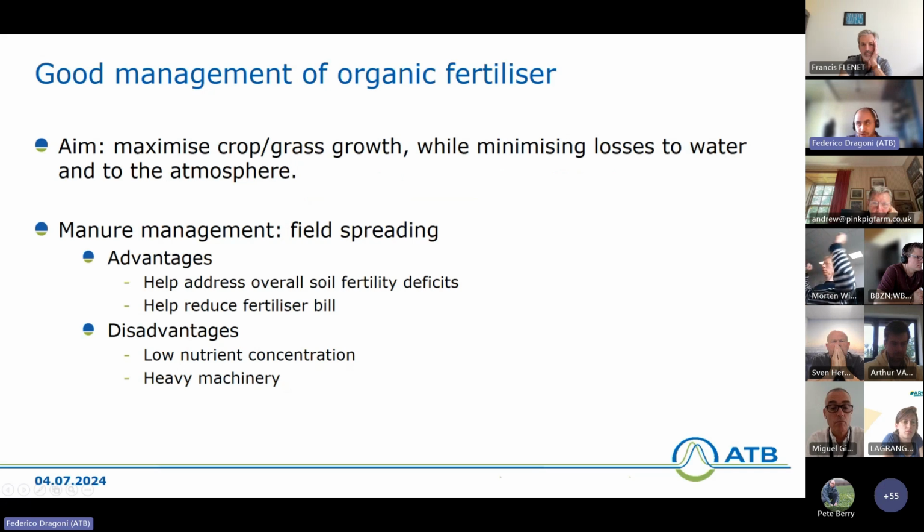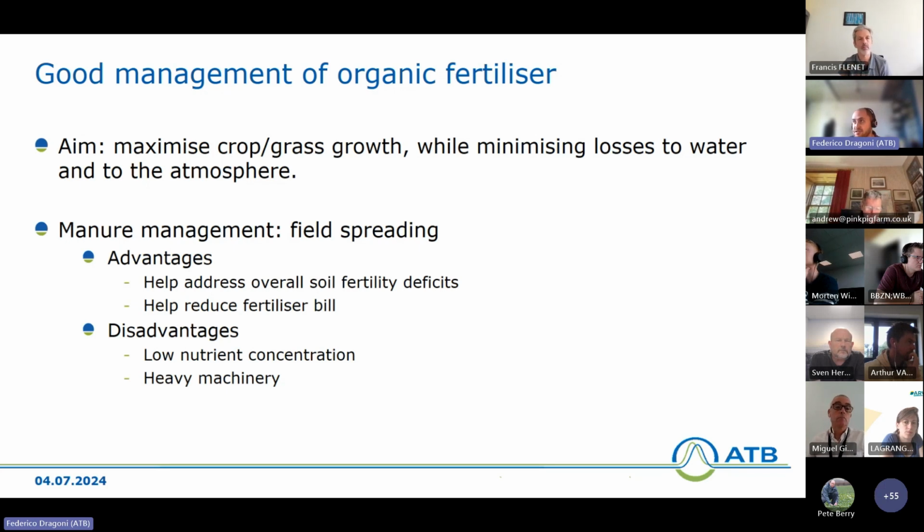So when we talk about the good management of organic fertilizers, in this respect, organic fertilizers are not much different from other fertilizers. The aim is always to maximize the crop or grass growth while minimizing losses to water and to the atmosphere. Maybe to be more precise, I should replace maximize crop and grass growth with maximize the economic outcome of the crop and the grass. So the aim in the end is the same.